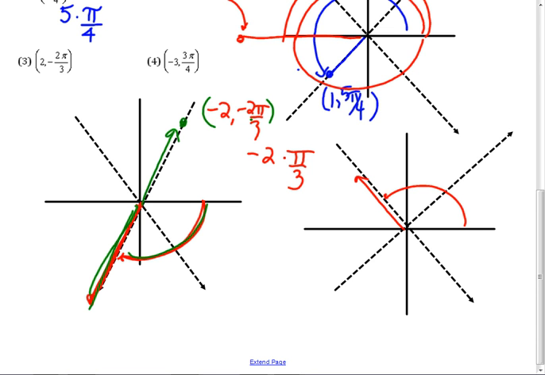But it's not. This is negative 3. So where's it going to be? Down. 1, 2, 3. So that's where it is.